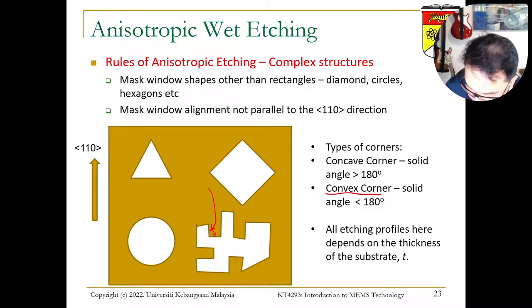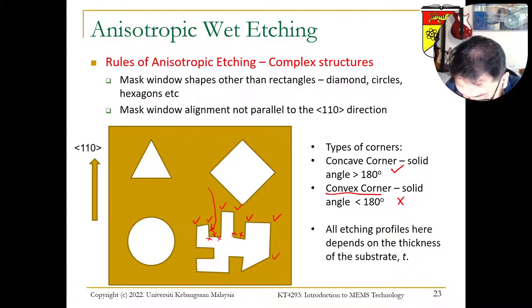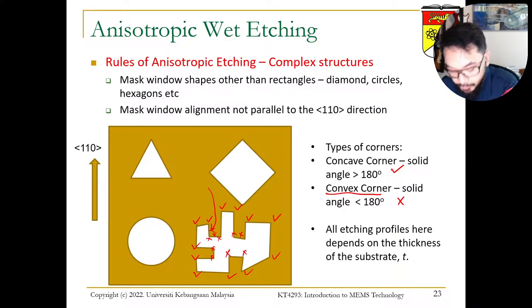Okay, so let's say a convex corner is a cross, and a concave corner is a tick. So this is concave, convex. This one is concave, convex, concave. Okay, so now we know all the corners inside our window, we know whether each is concave or convex.